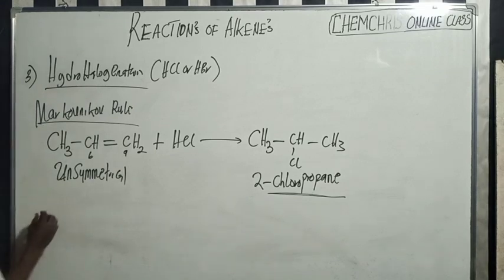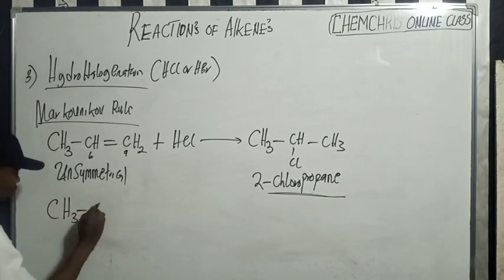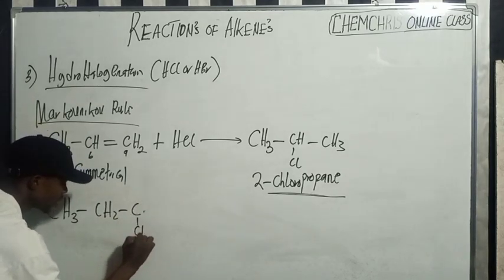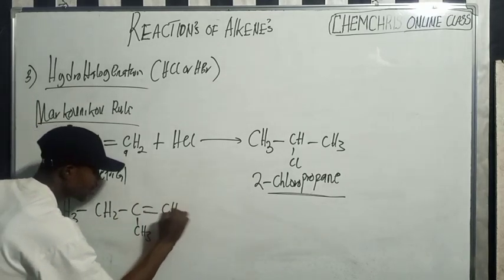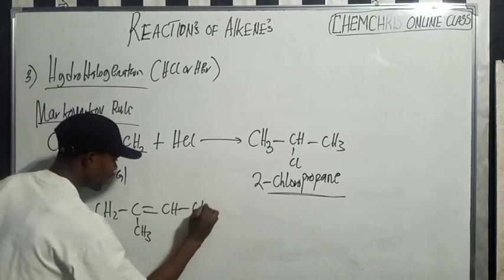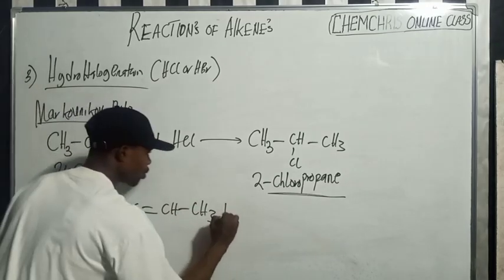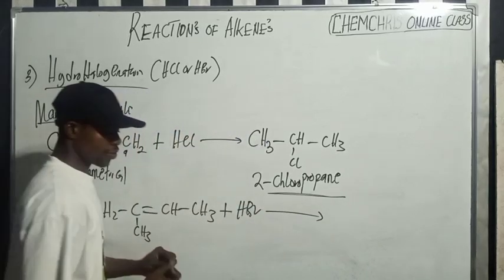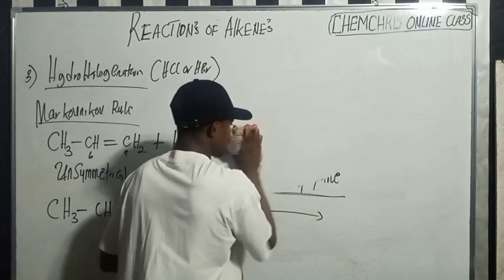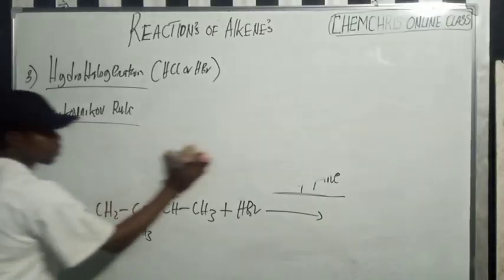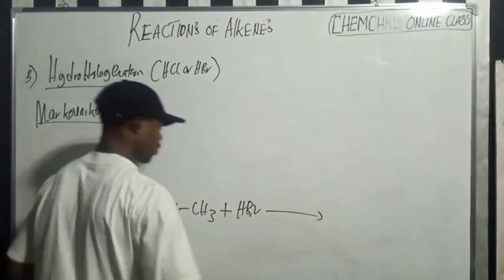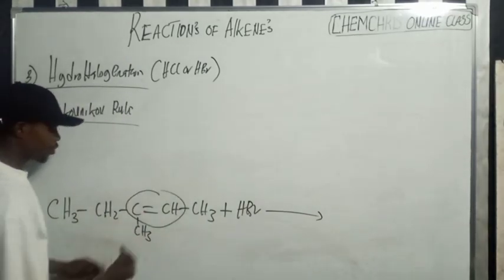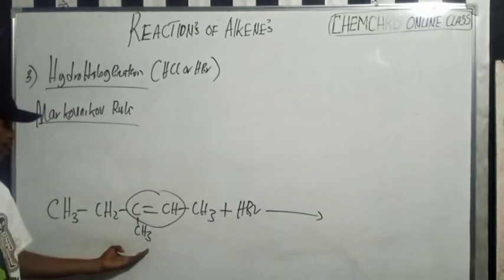Now, if I have something like this, CH3, CH2, C, here we have CH3, double bond, C, CH3, plus HBr. What will be the product of this reaction? Let me write this please. Before that, these are the two points we are focusing on.